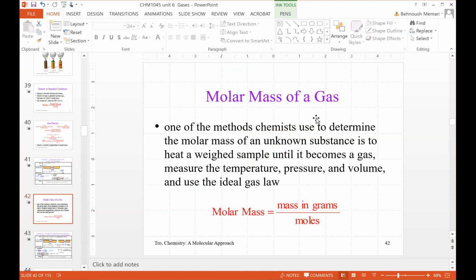To find the molar mass of a gas, that would be mass in grams divided by number of moles, basically rearranging the formula again. So number of moles equals mass divided by molar mass.